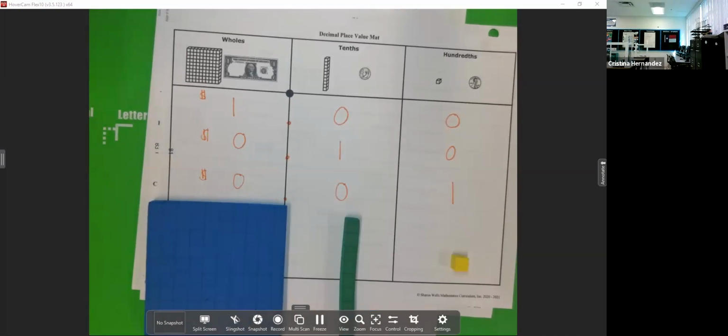What? Oh yeah, there's a $1 bill. Right here, $1 bill. So I can see my big dollar bill.